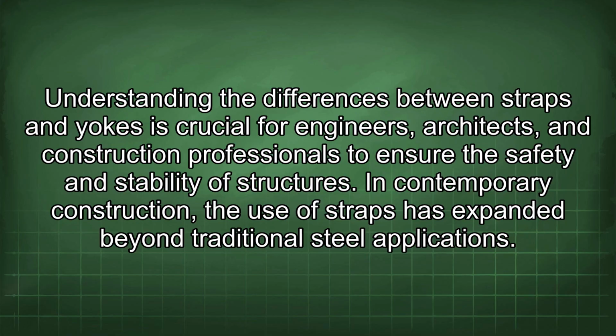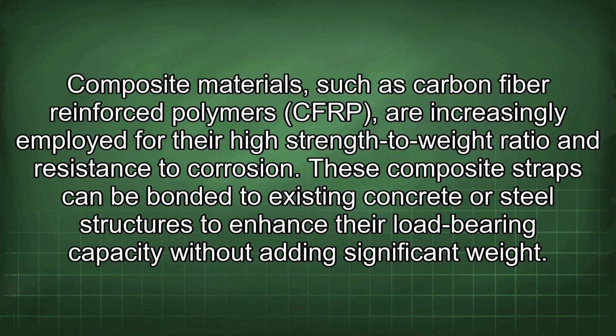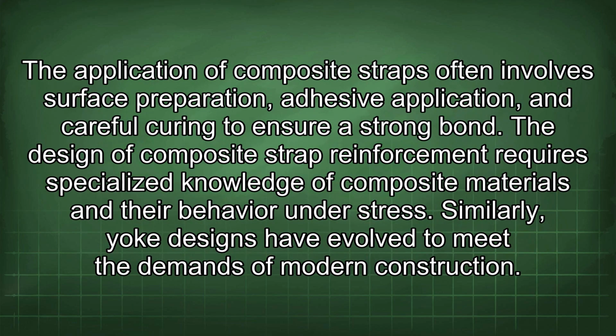In contemporary construction, the use of straps has expanded beyond traditional steel applications. Composite materials such as carbon fiber reinforced polymer (CFRP) are increasingly employed for their high strength-to-weight ratio and resistance to corrosion. These composite straps can be bonded to existing concrete or steel structures to enhance their load-bearing capacity without adding significant weight. The application of composite straps often involves surface preparation, adhesive application, and careful curing to ensure a strong bond. The design of composite strap reinforcement requires specialized knowledge of composite materials and their behavior under stress.